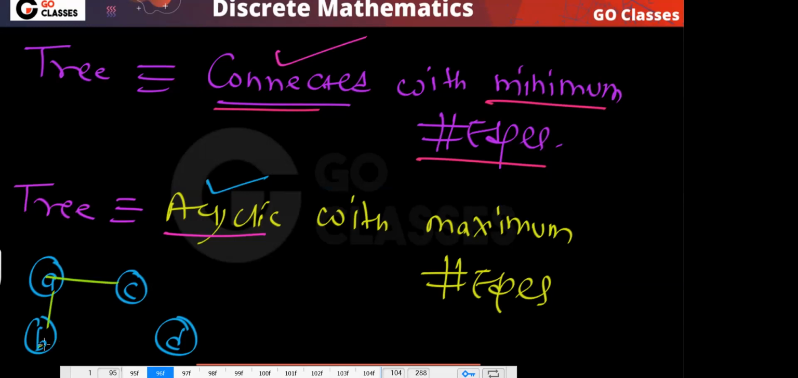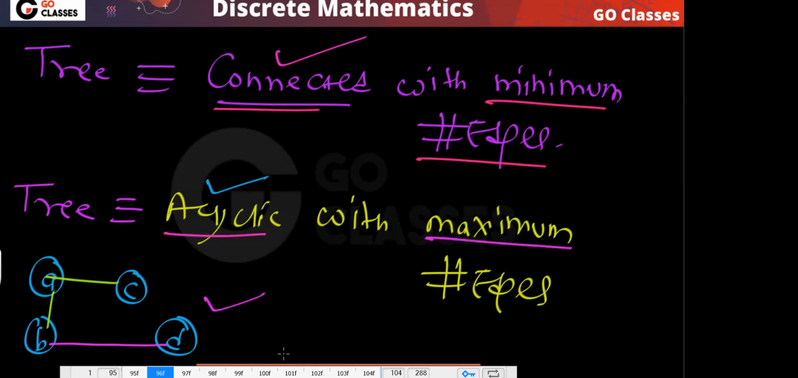Then what will you do? Can you do this? No, you cannot do this. Your task is acyclic. Is it correct? Okay. Is this graph acyclic with maximum number of edges? No, I can do this. Is this graph acyclic with maximum number of edges? Yes. Now this is acyclic with maximum number of edges.